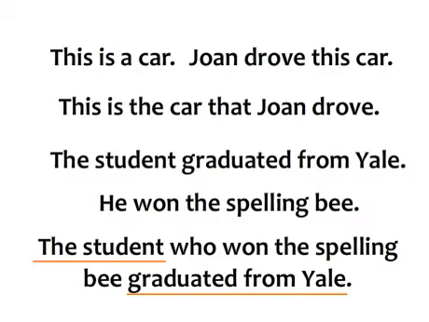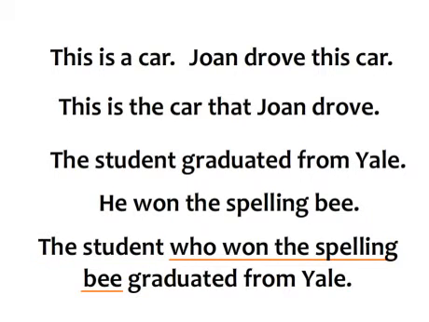The student graduated from Yale is the main clause. Who won the spelling bee is the relative clause. It modifies the noun student by giving us more information about the student. The word who relates back to the noun student.